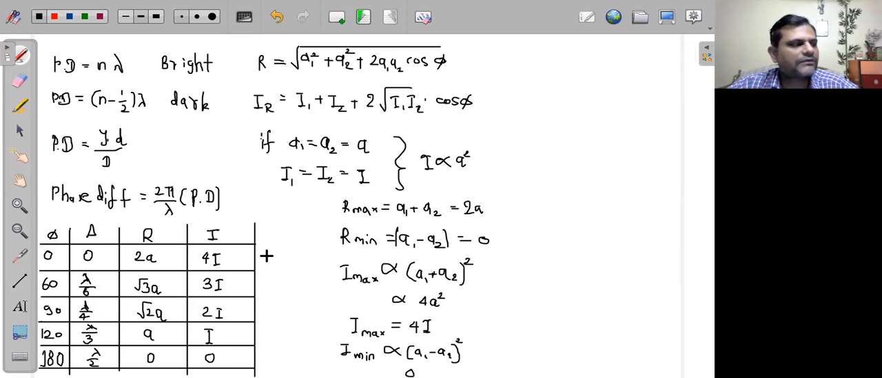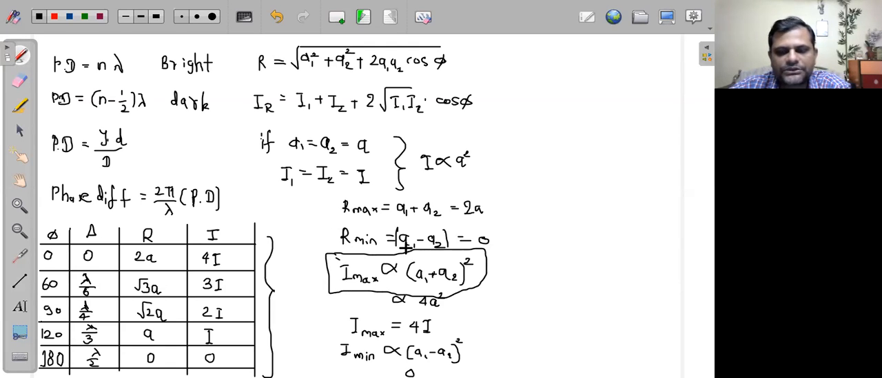This is the case in which both of the waves are of equal amplitudes and hence equal intensities. When waves of equal intensities are meeting each other, we can use this whole table easily. But if the amplitudes are not equal, then we have to use these results which you have obtained here.